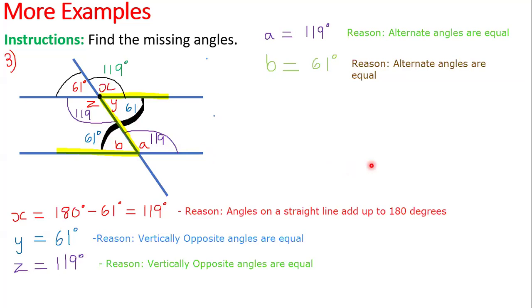Jamar Flowers, can you hear me? Why is this 61 and this 61? Why are they equal? Because they're vertically opposite. No, sir. This one and this one, what do they form? They form a Z, so they're not vertically opposite. Alternate angles are equal. Very good. That's why they are equal.